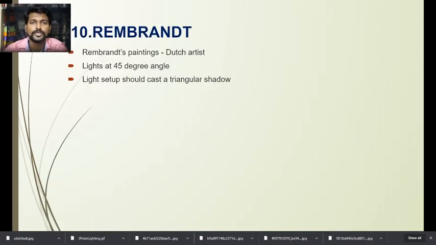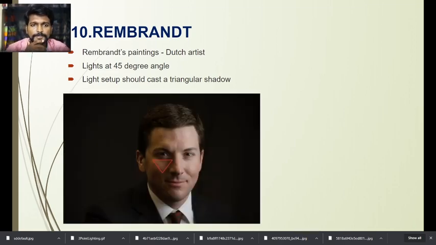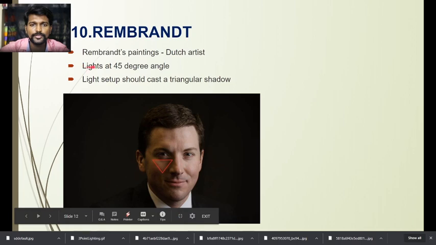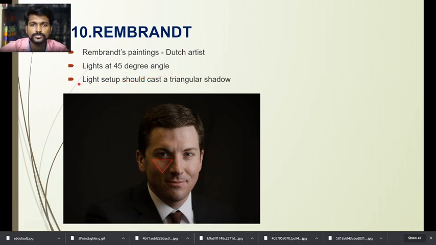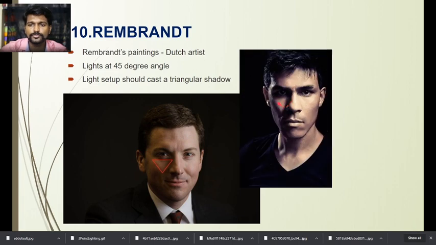Tenth one, Rembrandt lighting. It's a very interesting type of lighting. Rembrandt paintings were very famous in ancient days; he was a Dutch artist, and his paintings are famous for this type of lighting. I'll show you an example. The light is at a 45-degree angle and the setup should cast a triangle shadow. This is also like side lighting, so it comes from one side and creates a triangle of light on the cheek. This is one example.